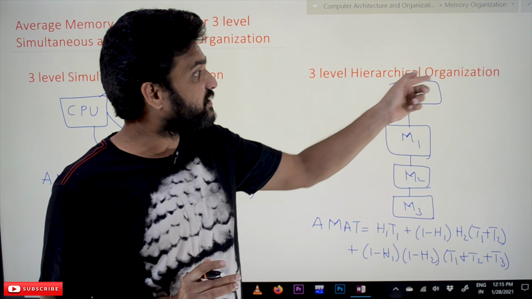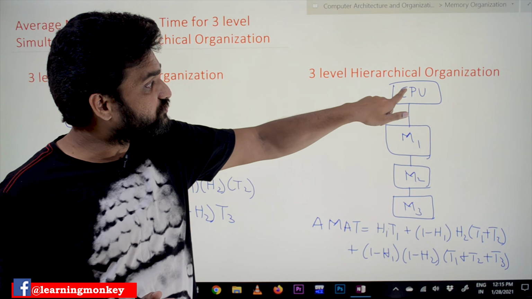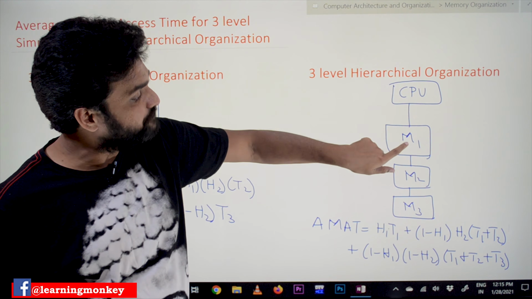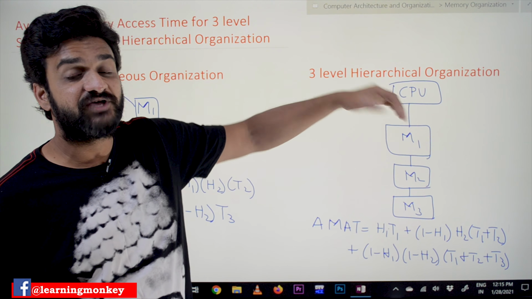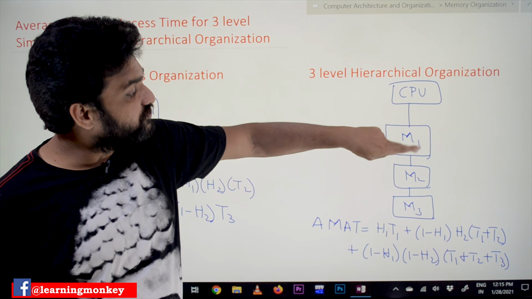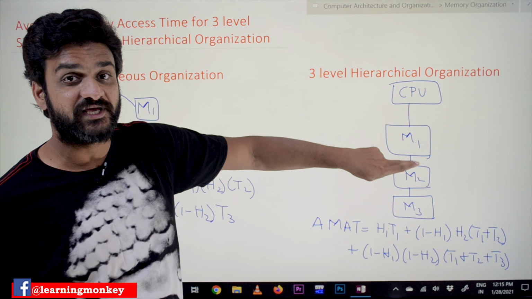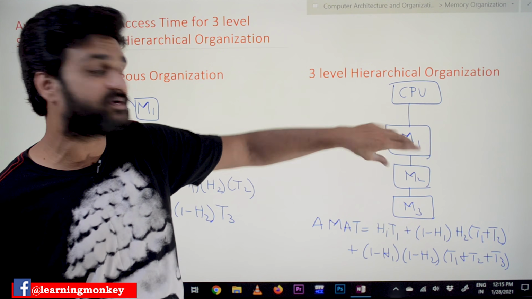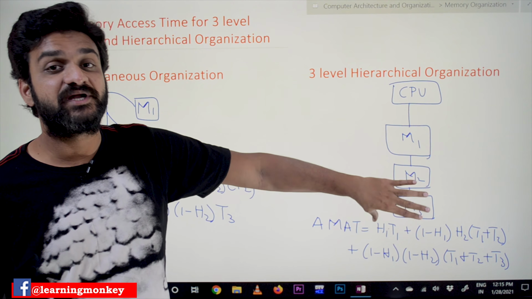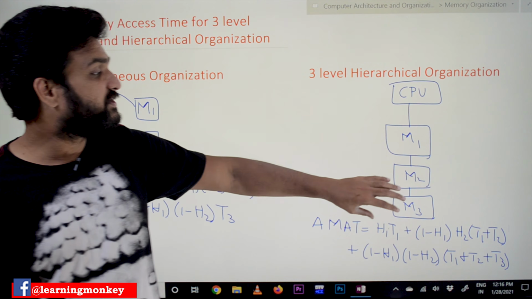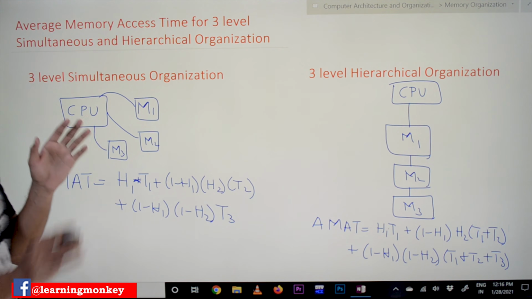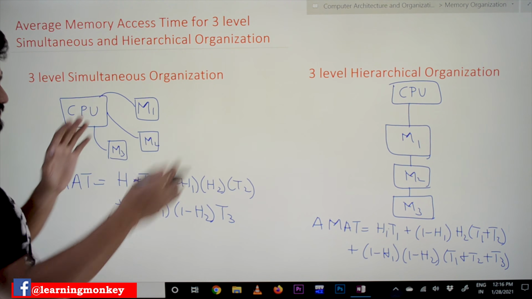In the 3-level hierarchical organization, 3-level memories are there. First the CPU is going to ask for M1. If the content is not present, if it is not a hit, if it is a miss, then it is going to go for the second level memory. If the content is still not present in M2, then it is going to go for M3, memory 3 in the 3rd level. From there it is going to get transferred onto the CPU. So this is how the hierarchical organization will work.